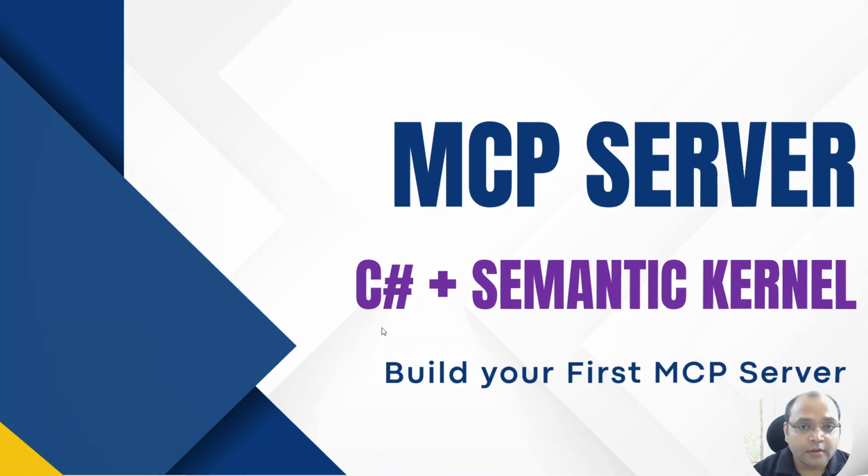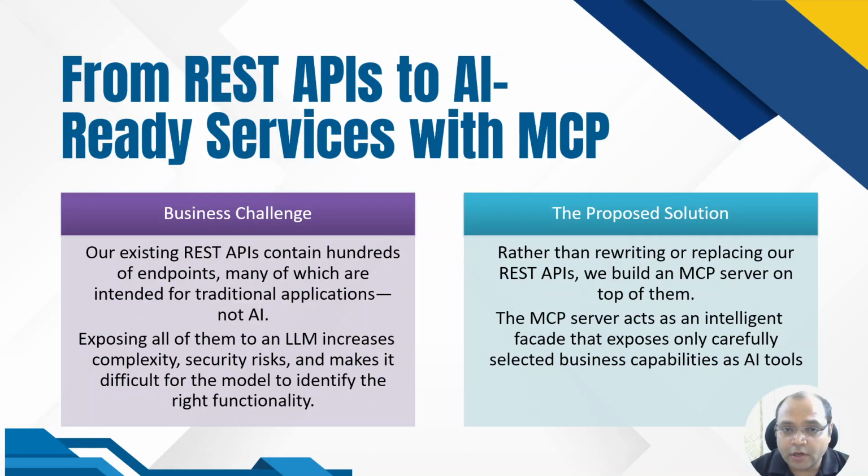So here we already have our REST APIs. Let's say each business is already running with multiple REST APIs. And now you have a business demand to build a wrapper, or an additional layer on the REST API, and expose it through MCP, because we now want to enable our application with AI. But how is it possible?